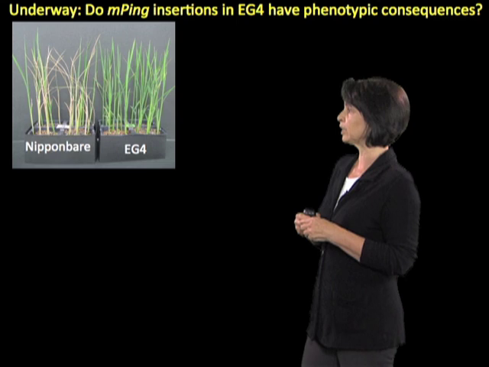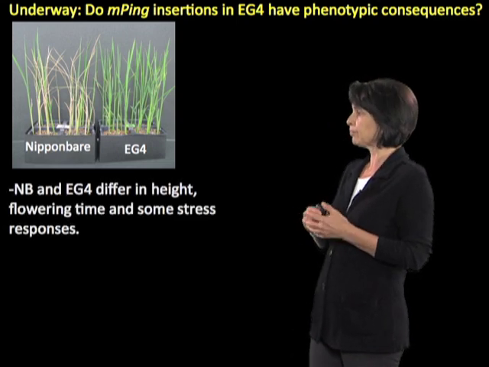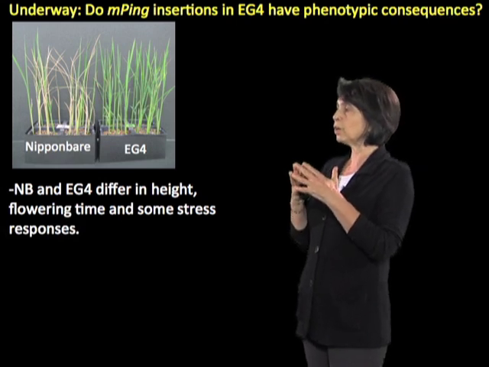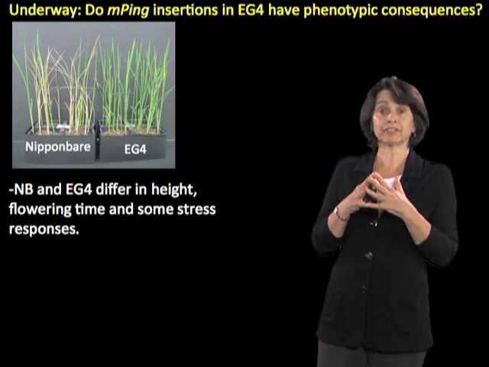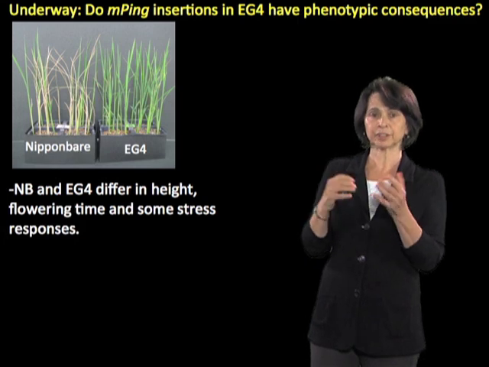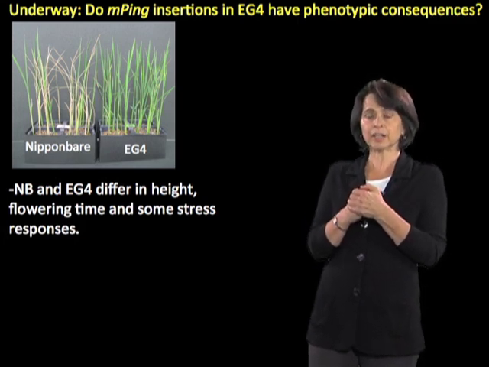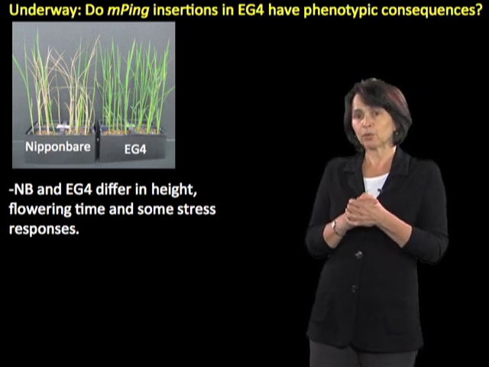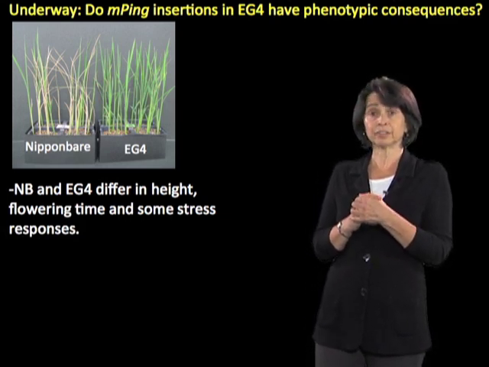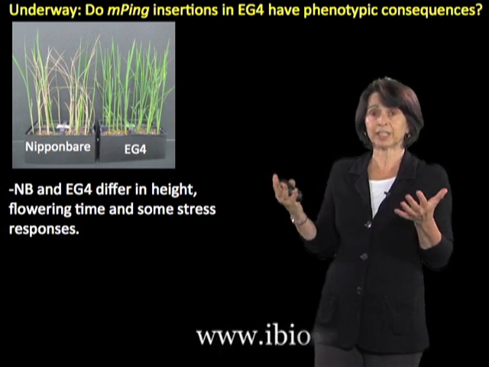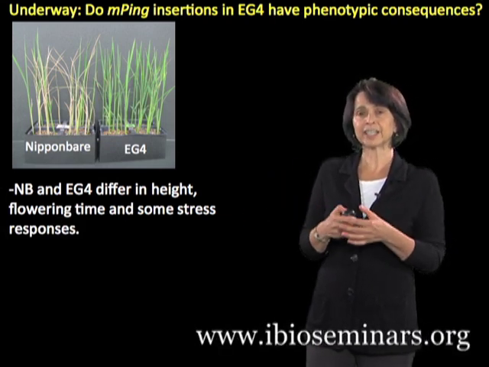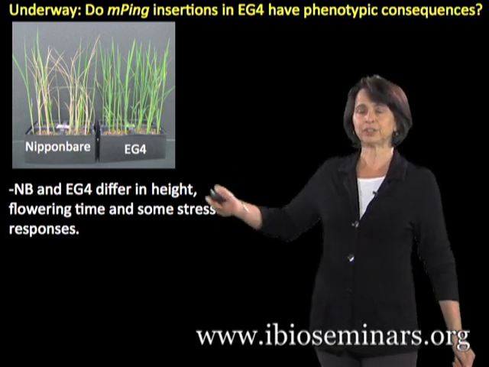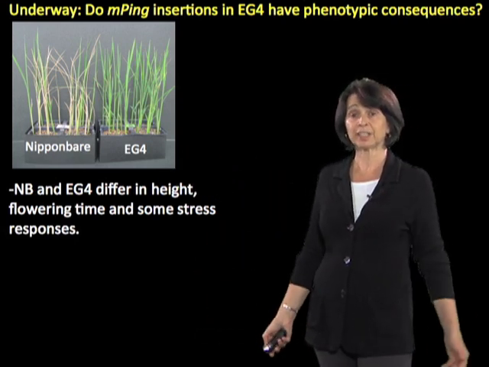In this case, what we can do is, well, first of all, we know that Nippon-Bari and EG4 differ phenotypically in several characteristics. They're different in flowering time, they differ in average height, they differ in some of the stress responses. We want to know, for example, if any of those differences are due to one or more Emping insertion. In order to figure this out, the first thing we have to do is to know, is there more going on in EG4 in those land races than just Emping amplifying?